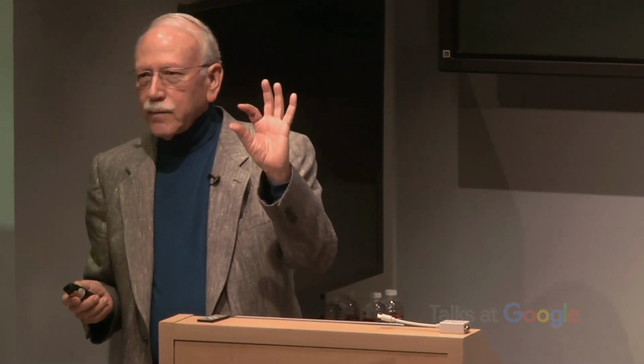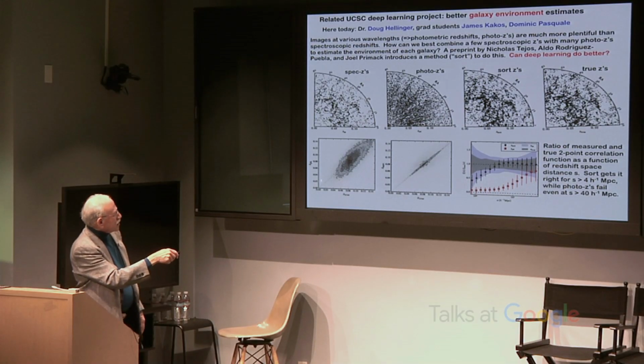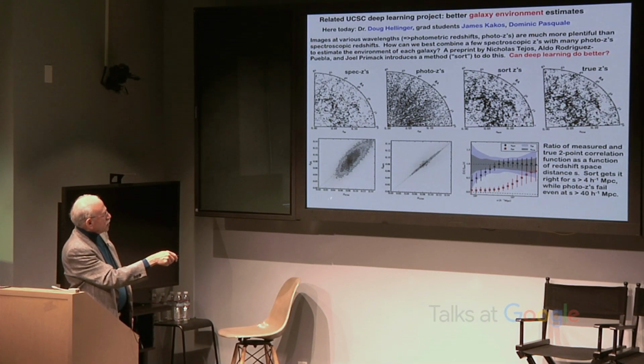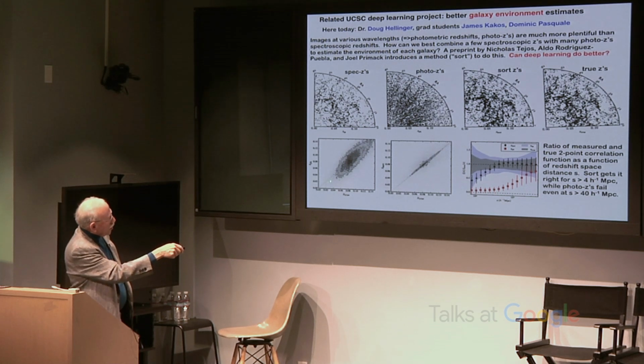For the photo-Z's, what we did is we greatly degraded the resolution. If all you have is how bright the galaxy is at a bunch of different wavelengths, you can estimate what its redshift is, but it's pretty inaccurate. So this is the photometric redshift versus the true redshift, and you see this big spread. Equality would be this line.